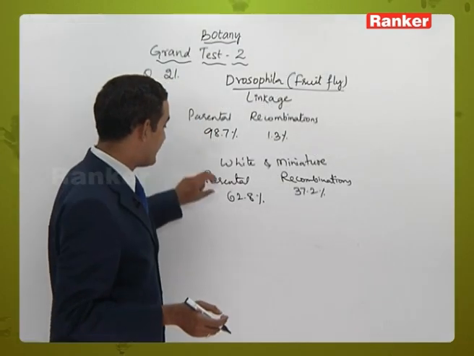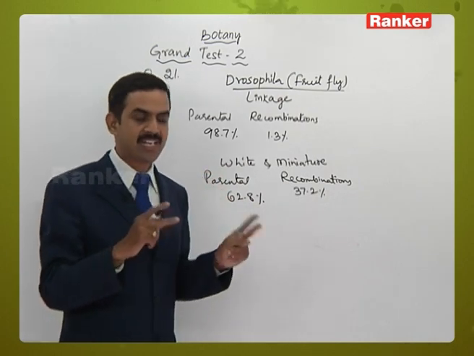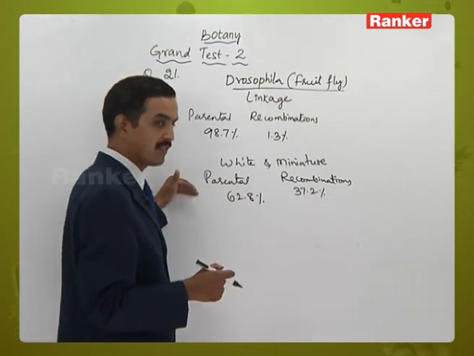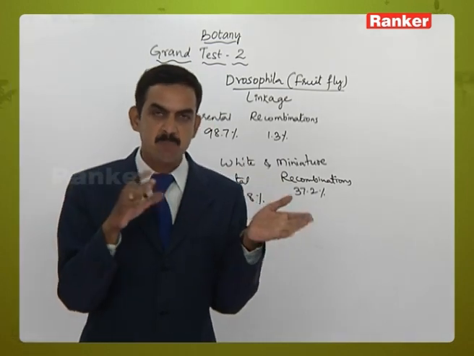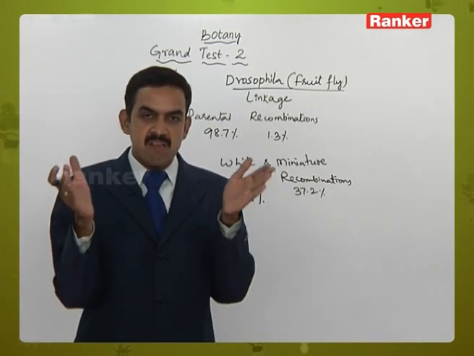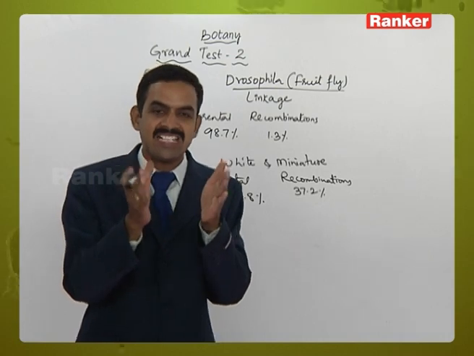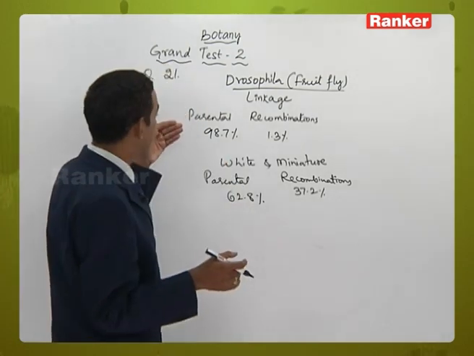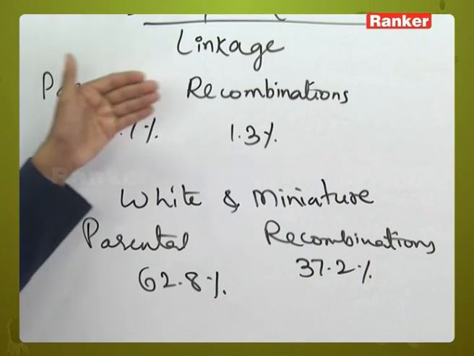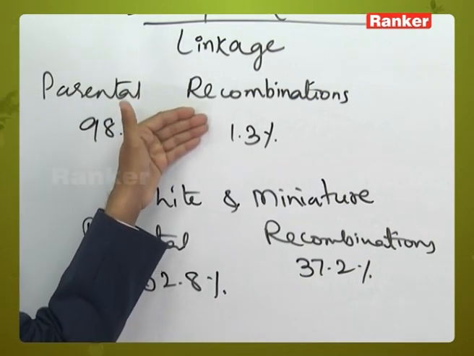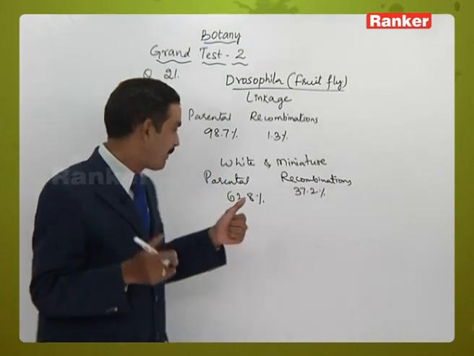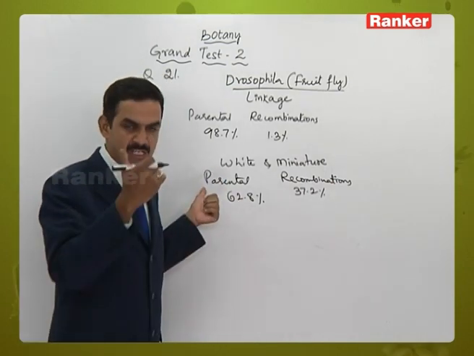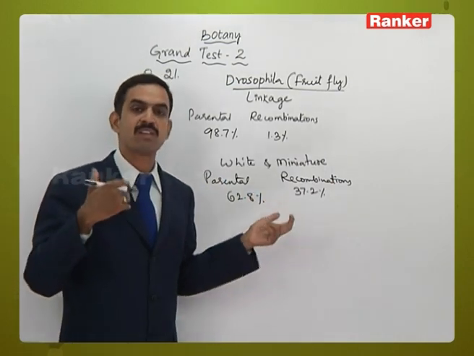Why is there a difference in the percentage of parental and recombinations from the first to this one? Because it depends upon the distance between the genes. If the genes are very near to each other, they are linked with each other, so the parental combinations will increase and recombinations will drastically come down. Whereas if the distance is more, parental combinations will gradually decrease and recombinations will increase.